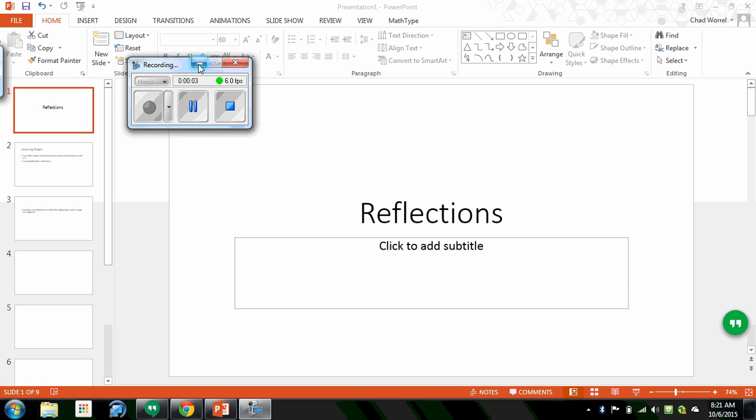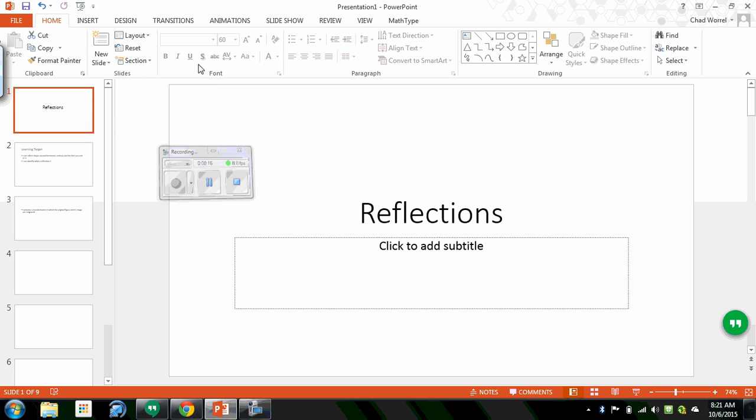Today we're going to talk about reflections. A reflection is a type of transformation. Remember, there's several different types of transformations, but a reflection is a specific type of transformation that creates a mirror image of an original shape or an original object.